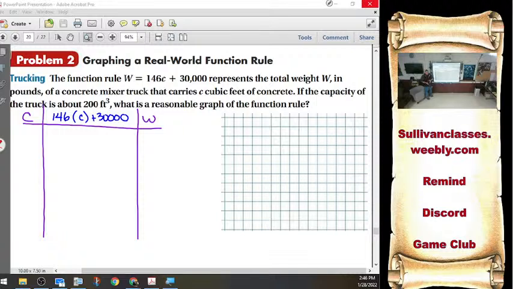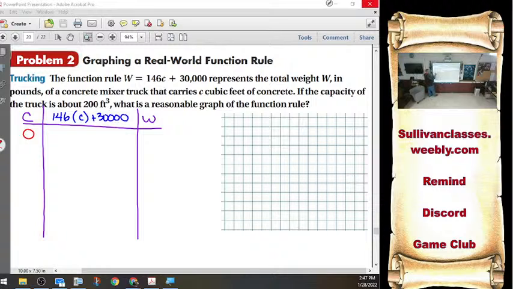So, reasonable numbers probably don't include negatives. I can't put negative concrete in there and make the truck lighter. Doesn't work that way. So I'm going to start at 0. 0 is reasonable. Now I'm betting they're not just going to add in 1 foot of concrete at a time. You ever seen a concrete mixer truck? They're huge. Maybe they put in what? 10, 20, 50, 100? They put in quite a bit.